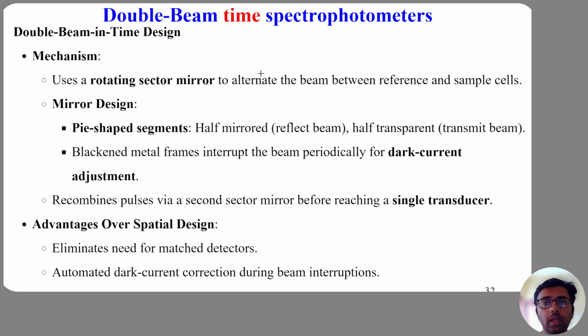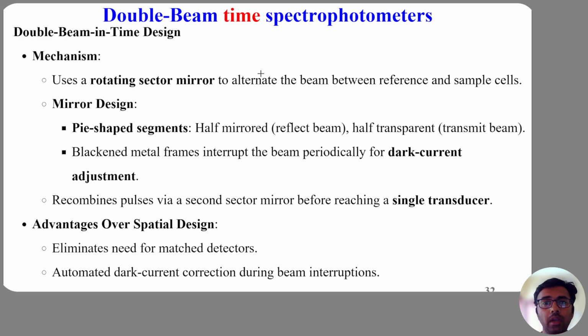The mirror contains pie-shaped segments. Half the segments are reflective, they direct light toward the reference path. The remaining segments are transparent, they allow light to pass toward the sample. Between segments are blackened frames. As the mirror rotates, these frames temporarily block light.